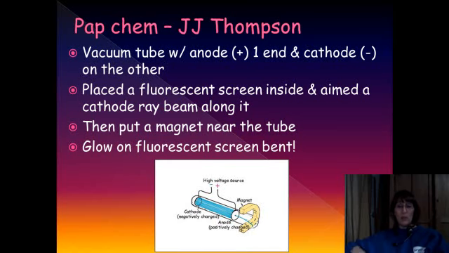Next one was J.J. Thomson's. We talked about his experiment, and what he did is he had that vacuum tube with an anode and a cathode. The positive end and the negative end, so one end was positive, one end was negative. And he placed a fluorescent screen inside, and he aimed the cathode ray beam right along it. And then he put a magnet near the tube, and the glow on the fluorescent screen bent, and I'll show you this in class. We don't have the exact same setup that he had, but we have some really cool stuff that you can really see what's going on here, how magnets affect this stuff.